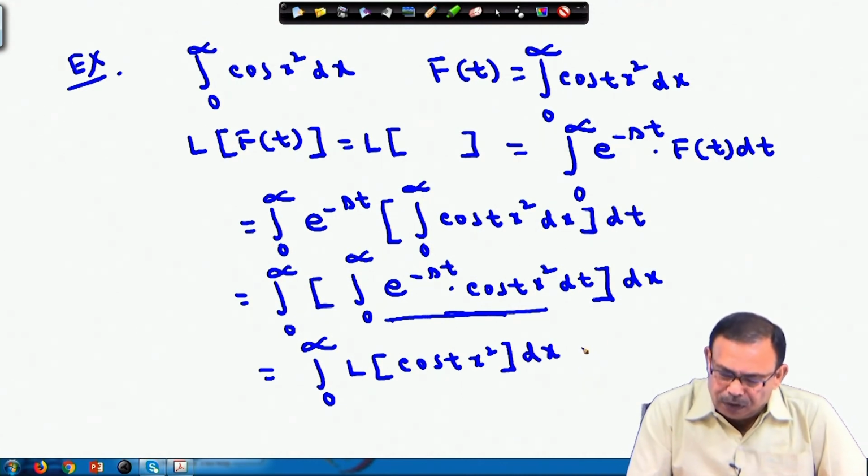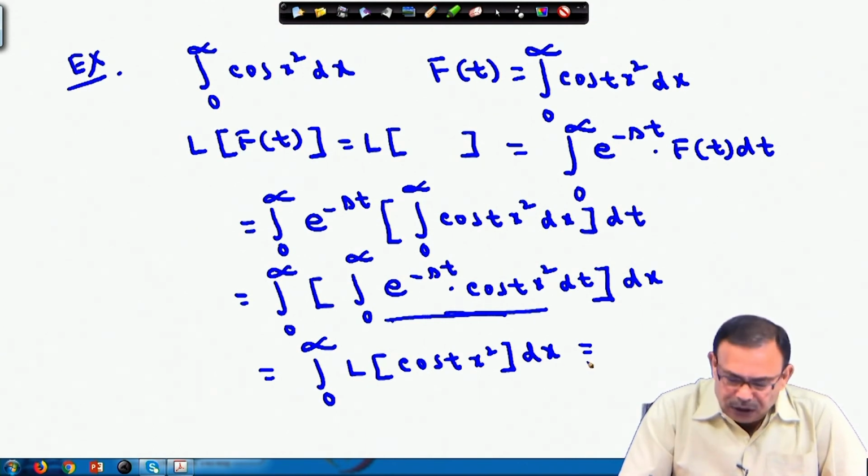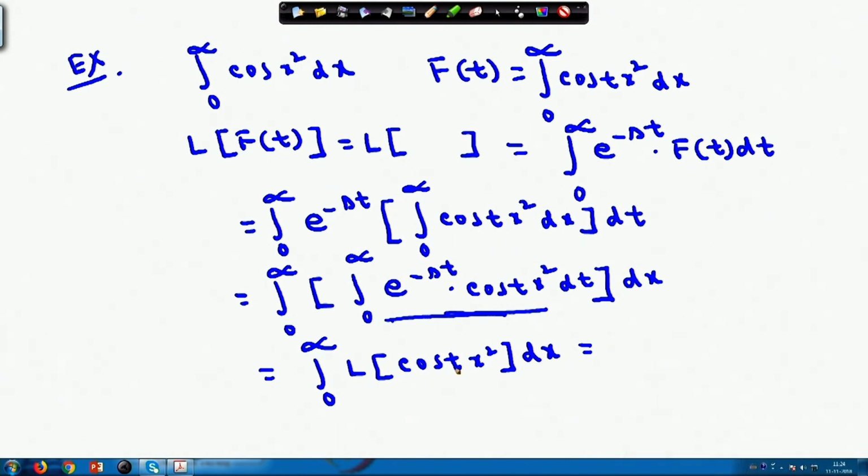And the Laplace transform of cos of t x square is equal to s by s square plus x to the power 4. So s will go over here, s square plus, here a is x square, so this will become x to the power 4, into dx. So your integral becomes Laplace transform of f(t) equals 0 to infinity s by s square plus x to the power 4 into dx. I have to evaluate now this integral.